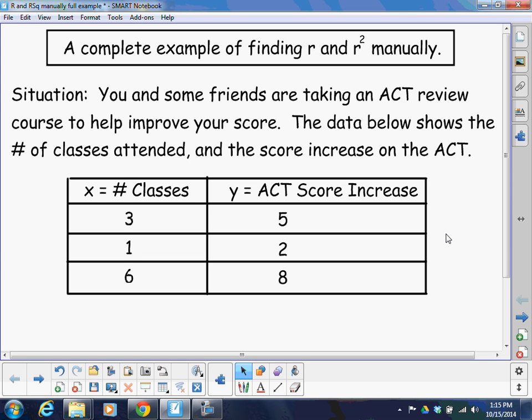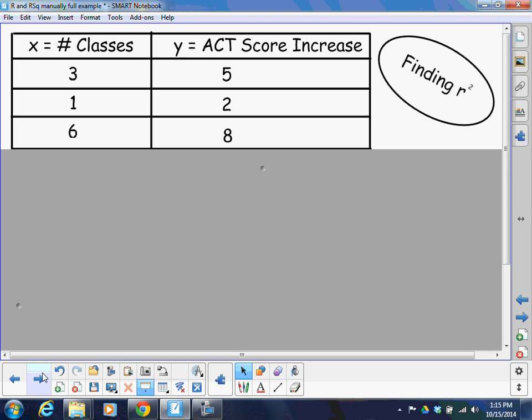So R and R squared, again, measure the correlation, and R squared measures the percent variation in the Y value that can be explained by the model. So let's look at how to calculate these and where they come from when your calculator does this. Let's go ahead and jump into R squared first. So this is our data again.